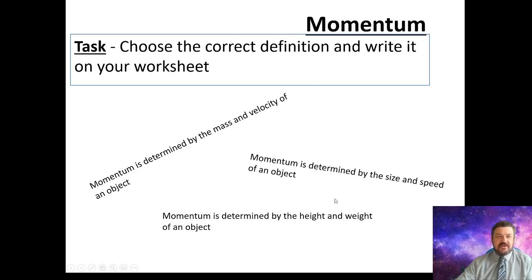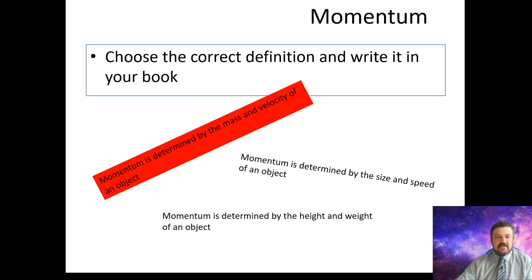So, we've got three definitions here. Momentum is determined by the mass and velocity of an object, momentum is determined by the size and speed of an object, and momentum is determined by the height and weight of an object. Just have 10 seconds. Which one do you think is the correct definition of momentum? Okay, hopefully we've gone for this one. Momentum is determined by the mass and velocity of an object.